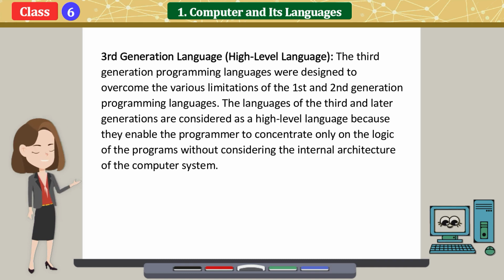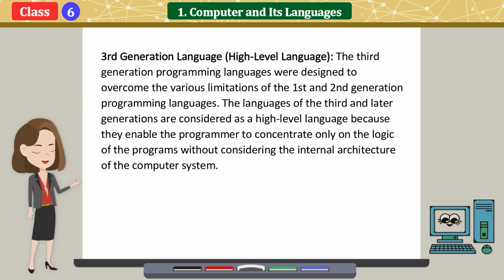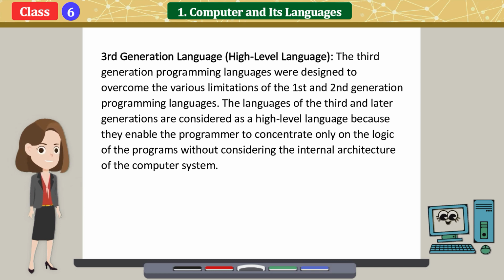Third generation language. The third generation programming languages were designed to overcome the various limitations of the first and second generation programming languages. The languages of the third and later generations are considered as high-level languages because they enable the programmer to concentrate only on the logic of the programs without considering the internal architecture of the computer system.